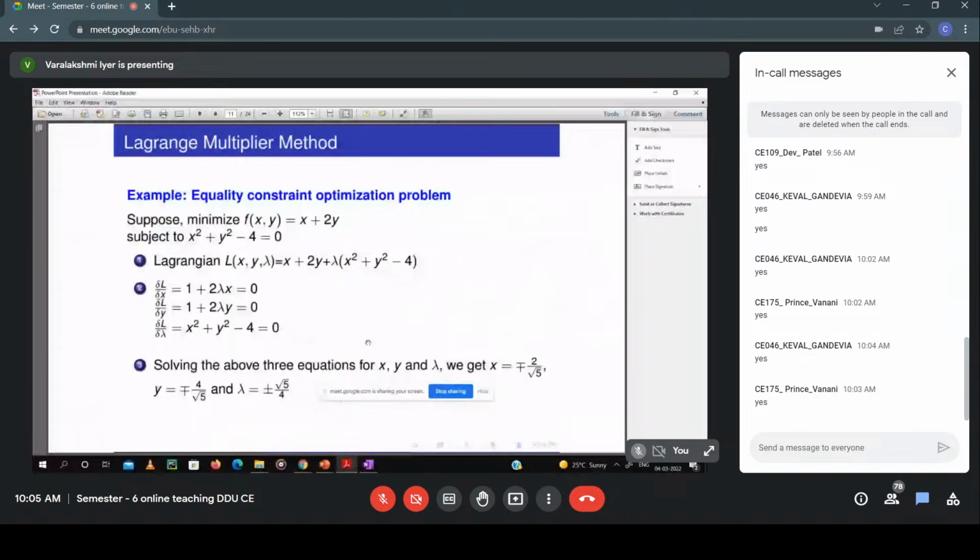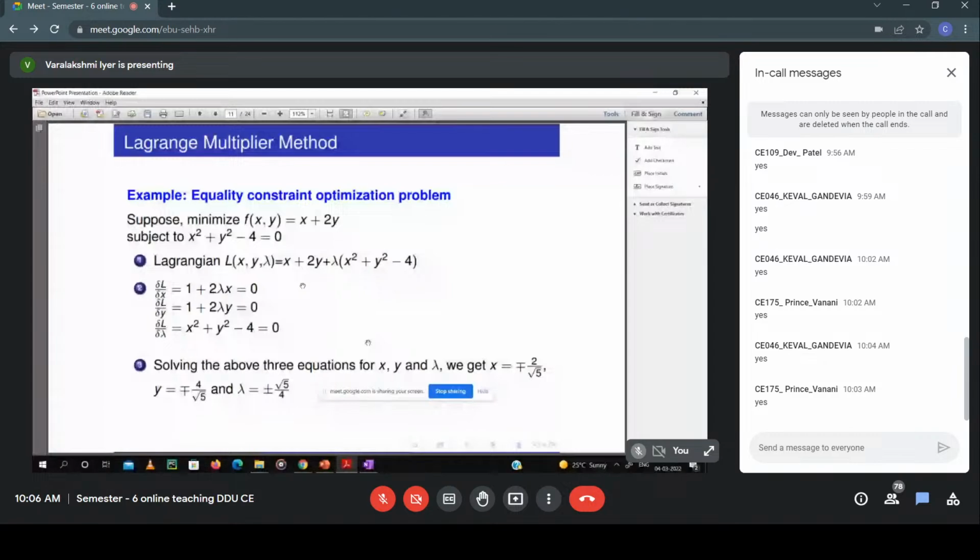Okay. So we will be converting it into a Lagrangian form, which is of the form L(x, y, lambda), where lambda is a Lagrangian multiplier: x plus 2y plus lambda into (x square plus y square minus 4). So here, what is f of x? f of x, y is x plus 2y. That is our optimization problem that we have placed first, plus lambda into g of w, which is our subject to constraint. That constraint that we are adding is x square plus y square minus 4 equals 0.